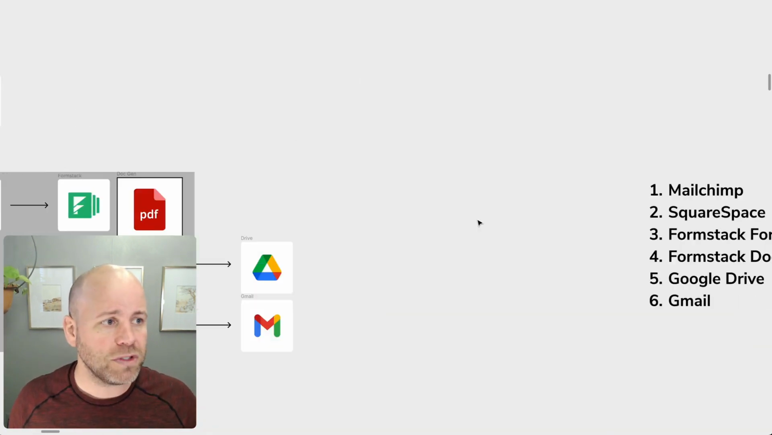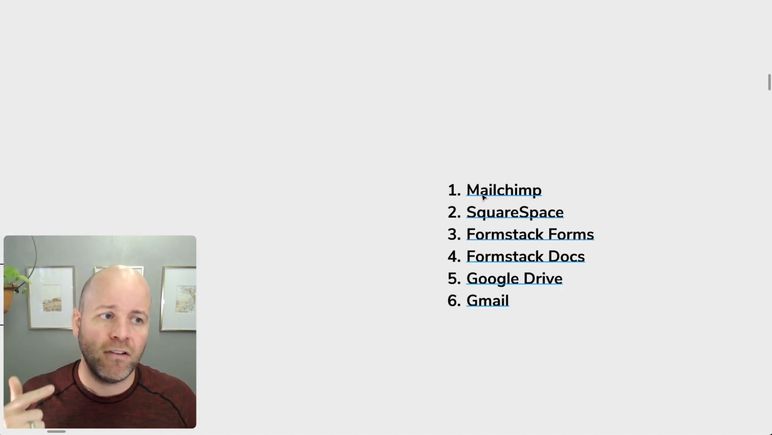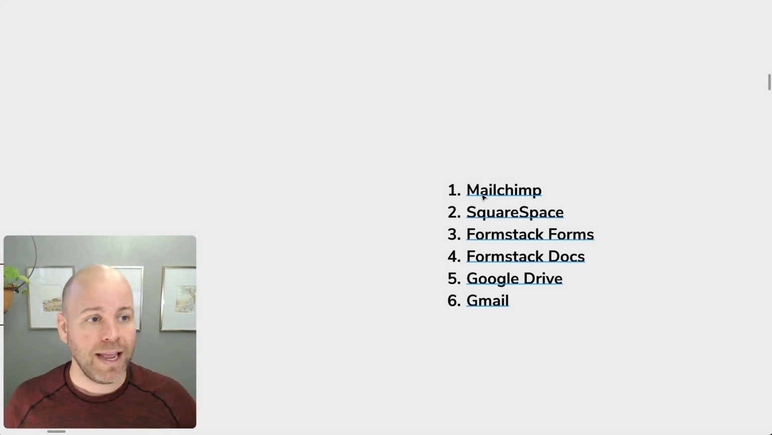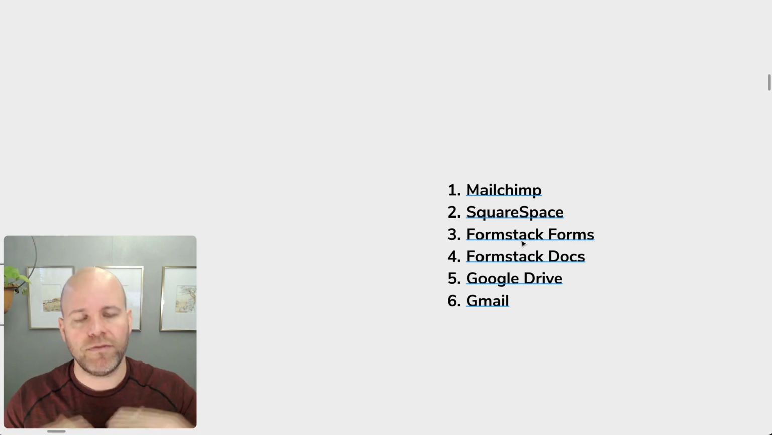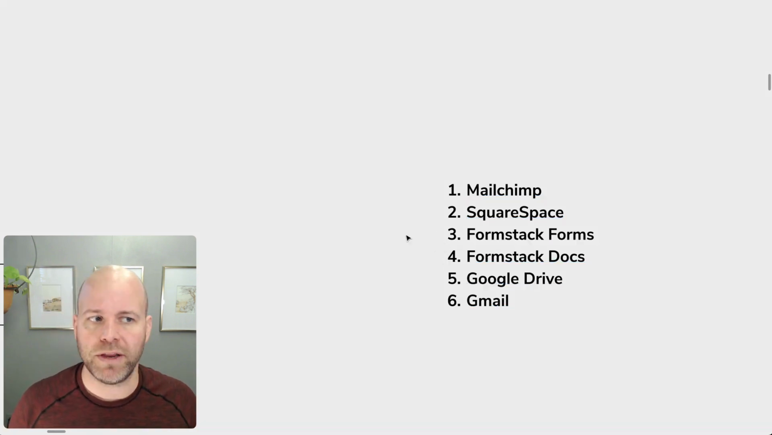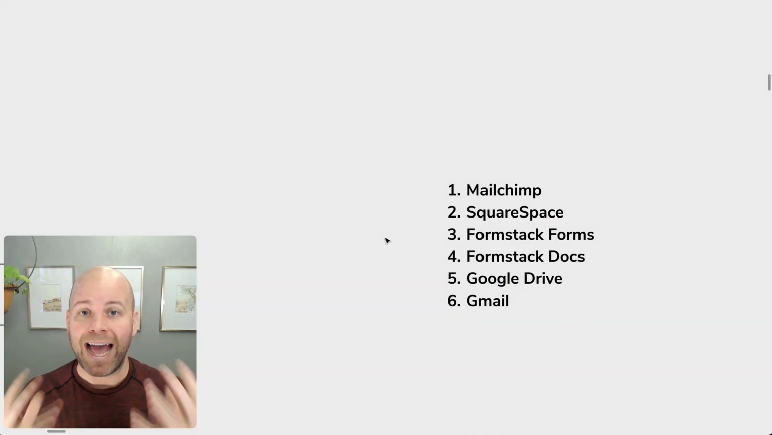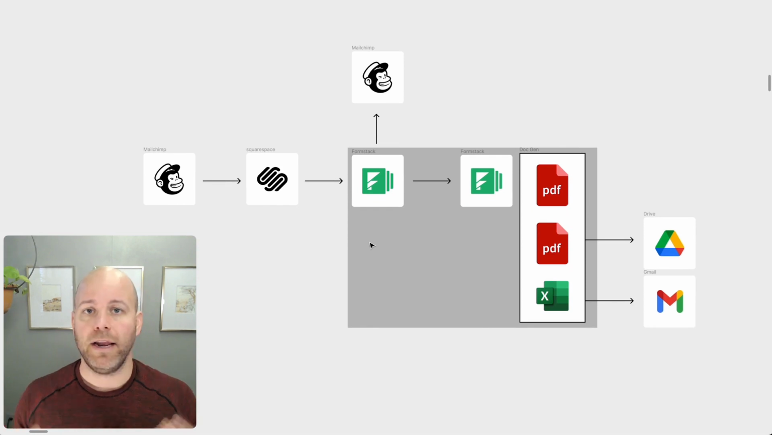If you look at the tools that we have, we've got 6 tools: Mailchimp, Squarespace, Formstack Forms, Formstack Docs, Google Drive, and Gmail. Down from 9. And Formstack Forms and Docs are so tightly integrated that it feels like they're kind of one tool because of how nice they work together. So they're very much different tools, but it's such a good experience that the majority of what we're doing is right here in number 3 and 4. So that's how we updated the workflow. It's much more streamlined and it makes our lives a lot easier because things aren't actually breaking so much.